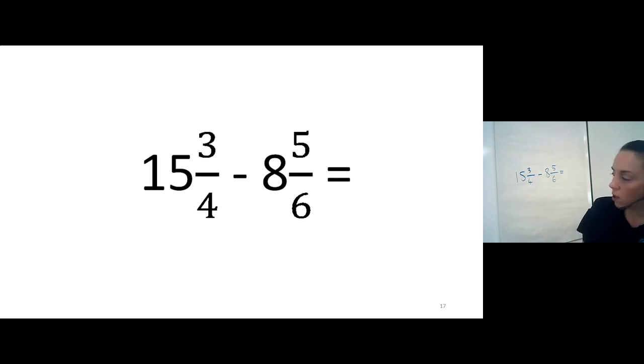So let's use a different colour. 5 3/4. So we're going to convert that first into an improper fraction. 4 times 5 is 20... put that back over 4, add the 3, gives us 23/4. We'll convert this one next.